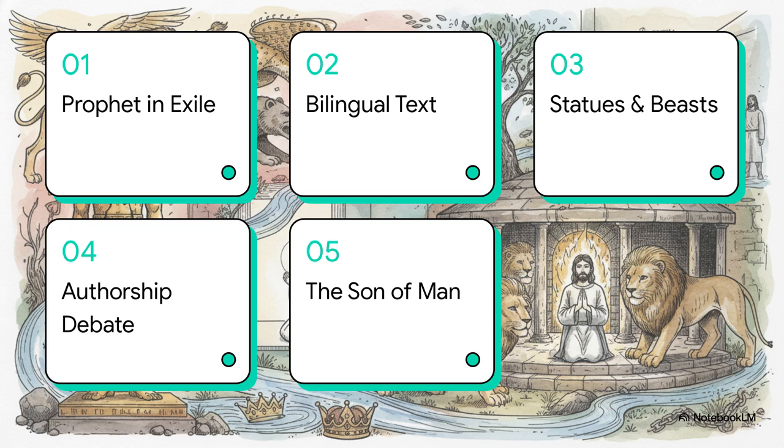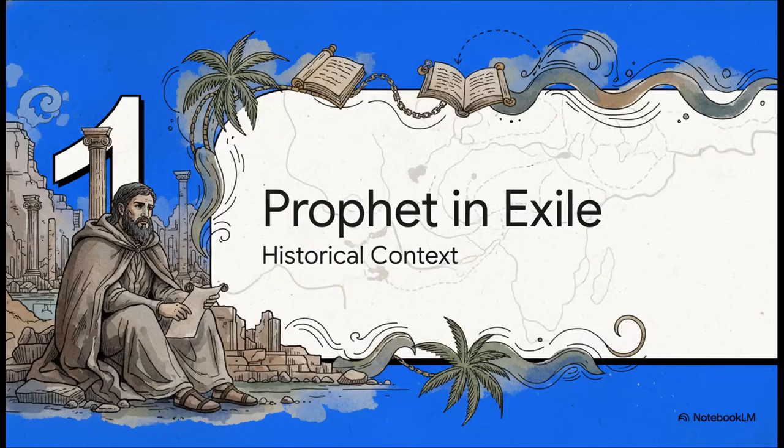First, the prophet in exile. Second, a bilingual masterpiece. Third, statues, beasts, and empires. Fourth, the authorship debate. And finally, number 5, the Son of Man. All right, let's get into Section 1, the prophet in exile.